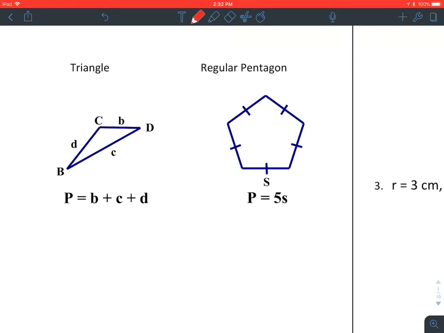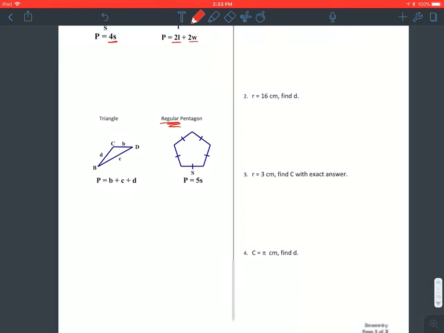For a triangle, add up the lengths of all the sides. That's the perimeter. It's really what it is for every shape. A regular pentagon, since it's regular, all the sides are the same length. If each one's s, take the length times the number of sides, and that gives you the perimeter.